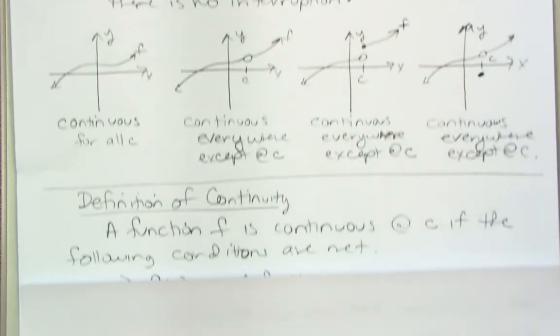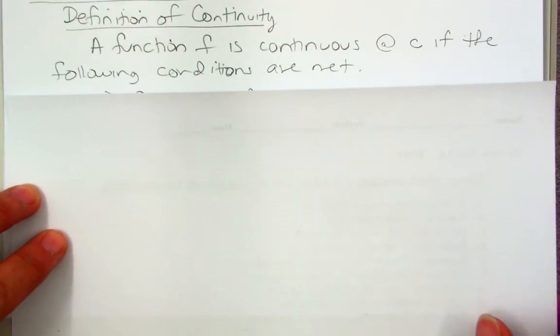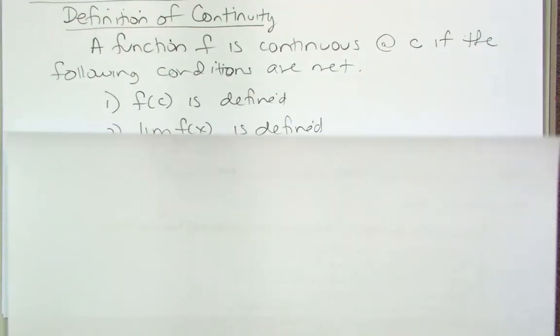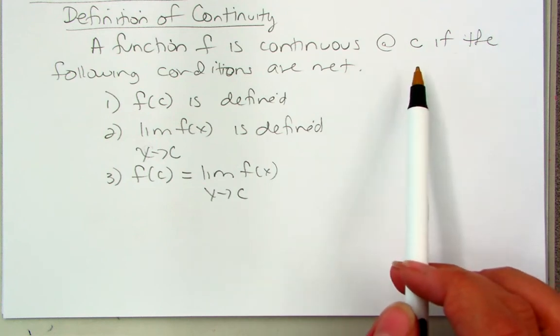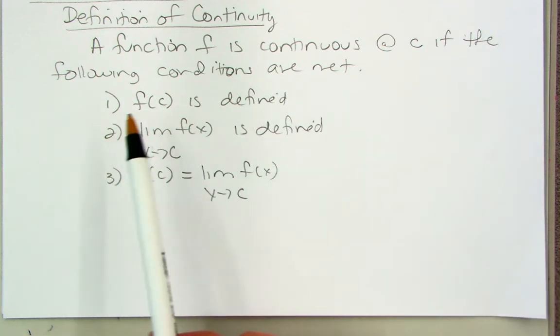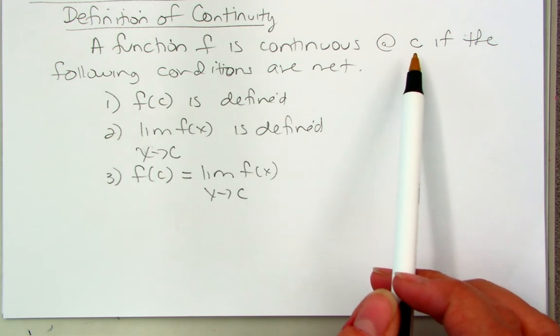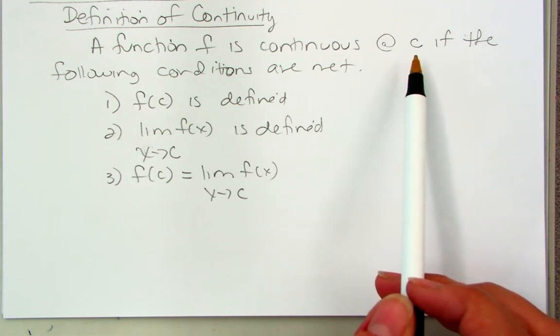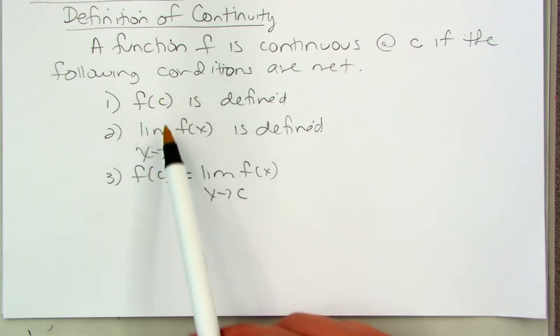So now let's go into the formal definition of continuity. A function f is continuous at some c if the following conditions are met. So I'm just talking about a particular x value. Is it continuous through that x value or not? I'm not even talking right now about the whole thing. So it must satisfy these 3 conditions.